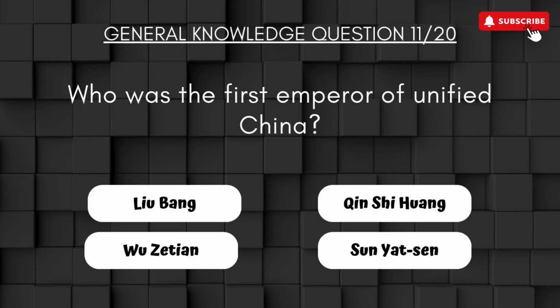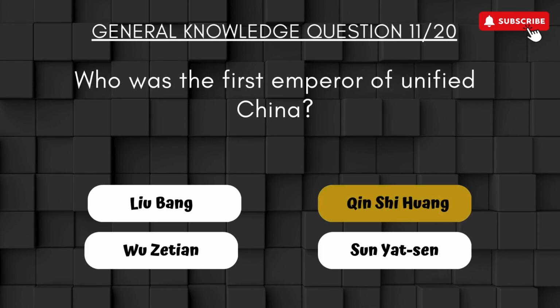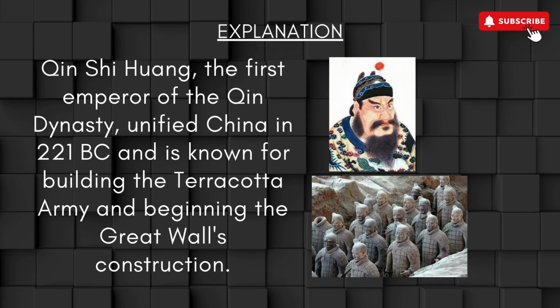Who was the first emperor of unified China? Qin Shi Huang, the first emperor of the Qin dynasty, unified China in 221 BC and is known for building the Terracotta Army and beginning the Great Wall's construction.